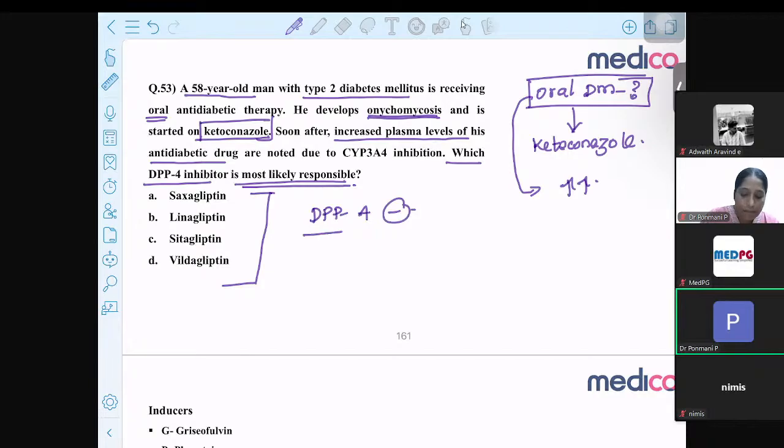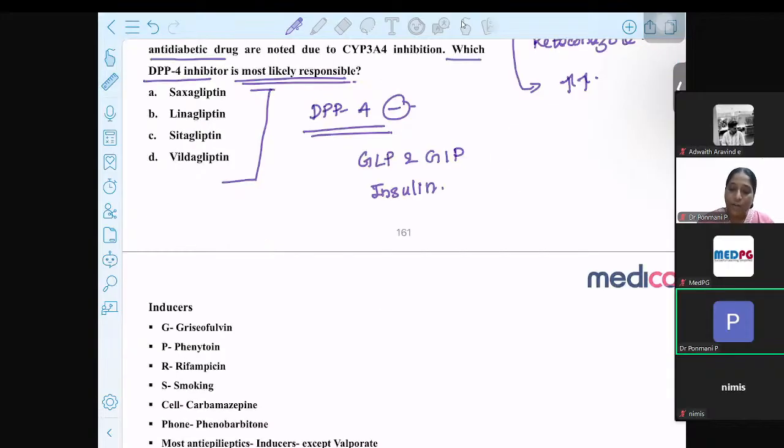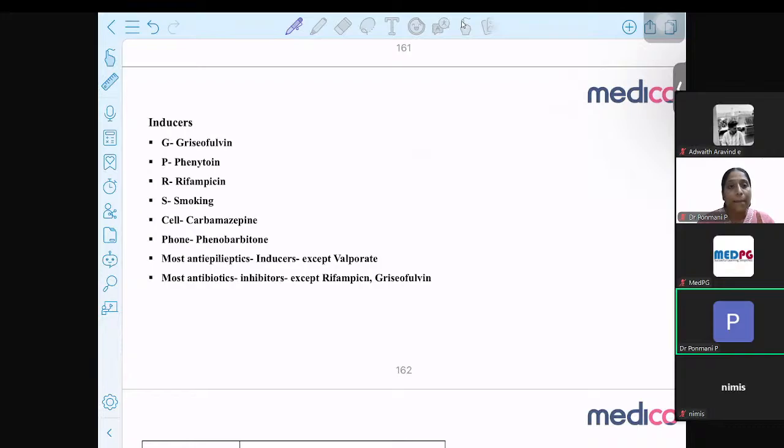So what is DPP4 inhibition going to do? It is going to increase the GLP and the GIP, and therefore it is going to increase the insulin secretion in the body. But what is happening here? Yesterday we saw about drug inducers and drug inhibitors, right? Some drugs act as inducers, inducing some enzymes, whereas some drugs act as inhibitors. Yesterday I was telling you, you either remember the inducers or you remember the inhibitors.